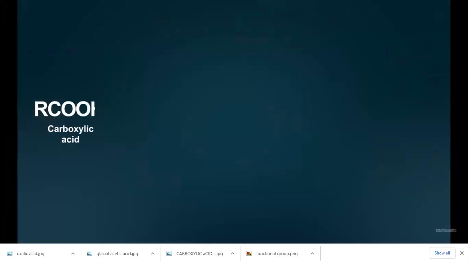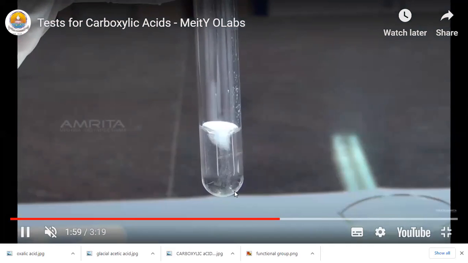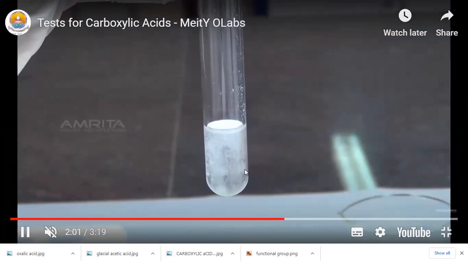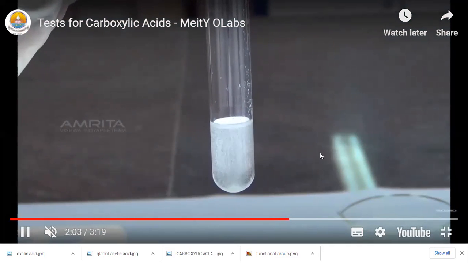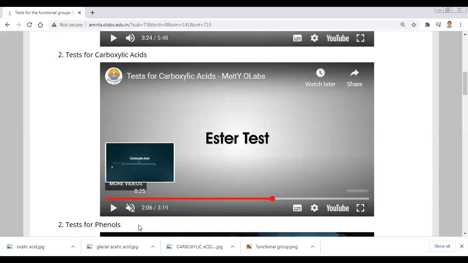When we add sodium bicarbonate, this sodium bicarbonate reacts with the carboxylic acid and produces the carbon dioxide gas, and this carbon dioxide gas gives us the brisk effervescences. You can see these effervescences have been produced, and we can easily identify the presence of the functional group, which is known as the carboxylic acid functional group that is given to us.